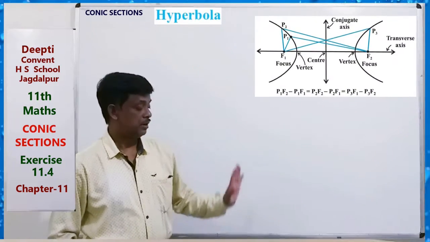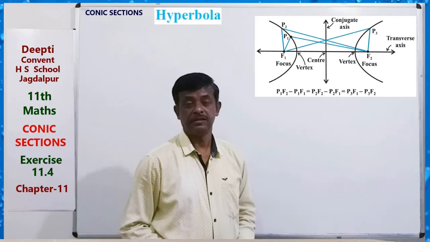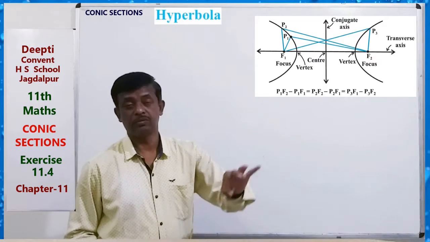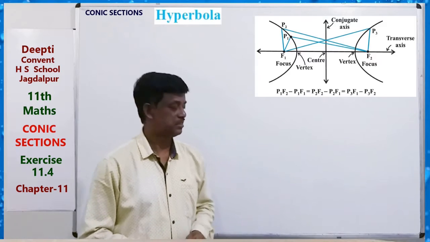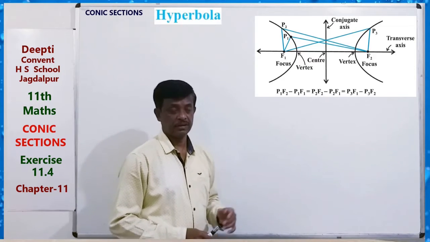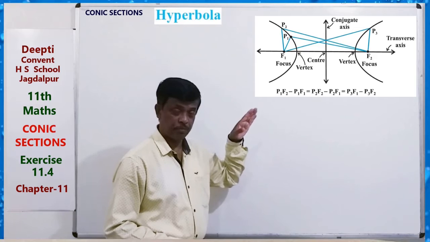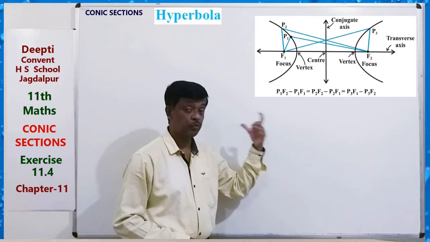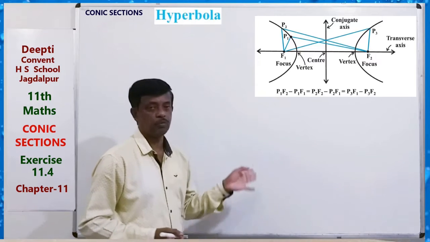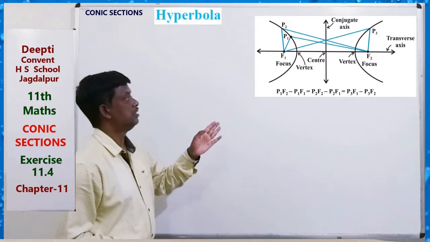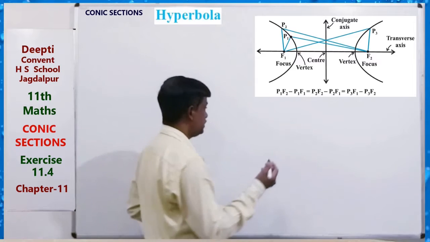Here, the definition: just like in circle, parabola, ellipse, here also the set of all the points in a plane, the difference of whose distances from two fixed points always remains the same. In the ellipse it was the sum of distances; here it is the difference of distances of the point from two fixed points that always remains the same. The collection of this type of points is called a hyperbola, that is the path of this type of point.